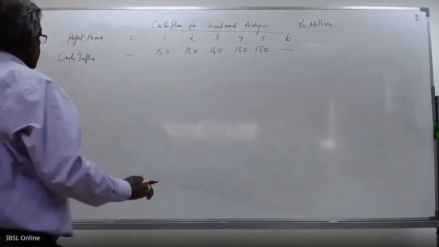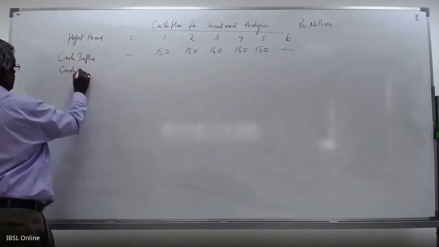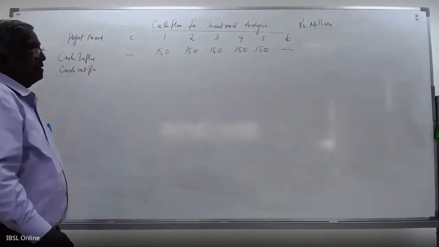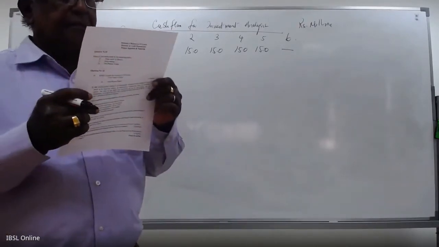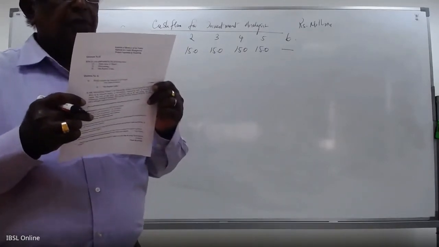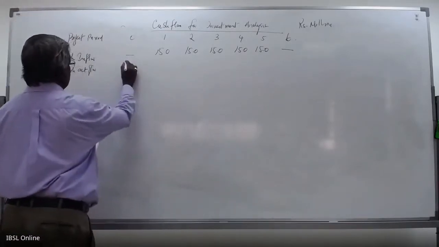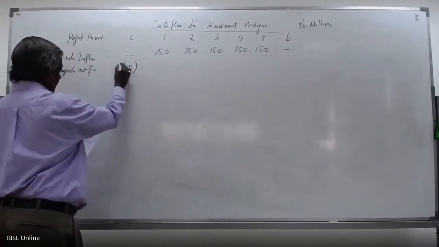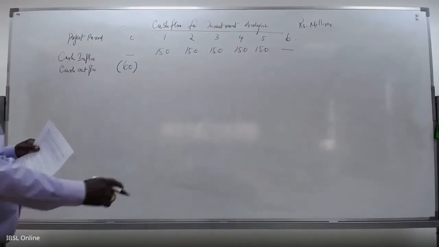Now the cash outflow. That is how much they have invested. They have invested rupees 60 million. This is investment going out, so negative, we put it in bracket.